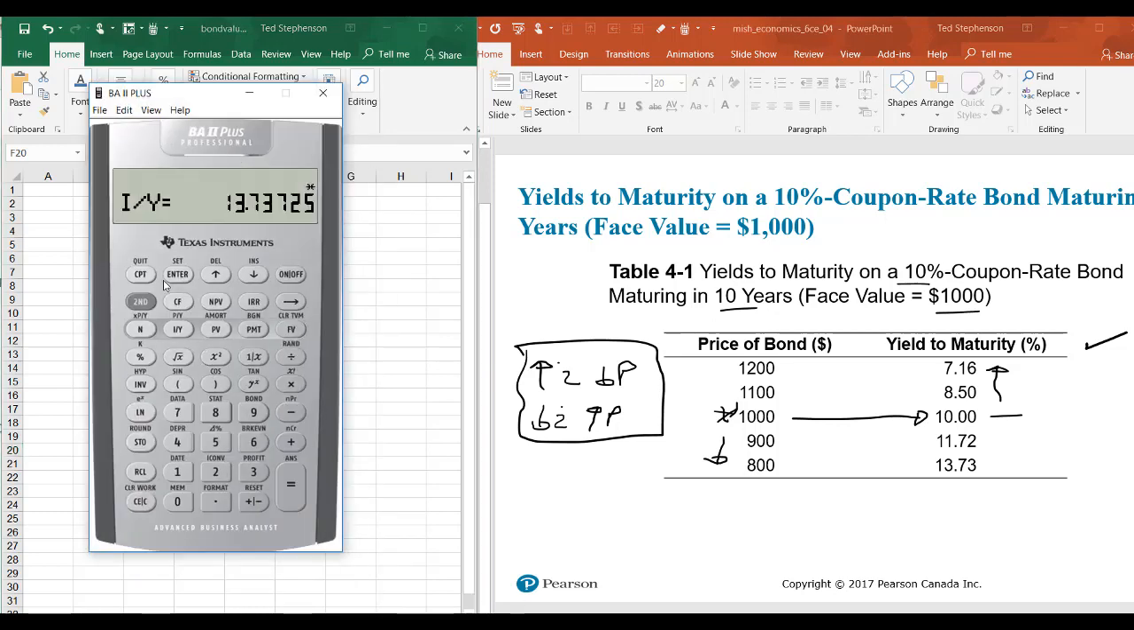use the financial calculator using the time value of money functionality, which I think is very easy to use. And by the way, if you're writing an exam for the CFP, you're not using Excel, you have to use your financial calculator.